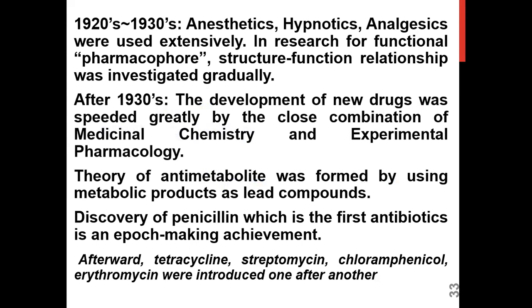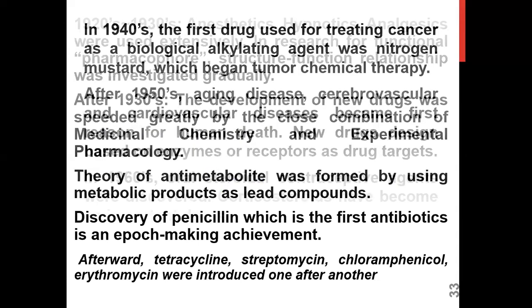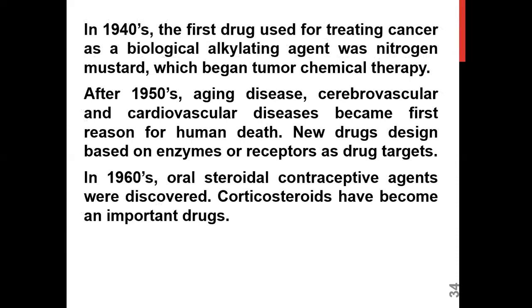In the 1910s, 1920s and 30s, this particular development led to functional group modifications of the pharmacophores, which were investigated. So combination therapy came into use, and the theory of antimetabolites was postulated, wherein the metabolic products were used as lead compounds to treat cancer. In the 1950s, aging diseases, cerebrovascular and cardiovascular, became the first reason for human death.